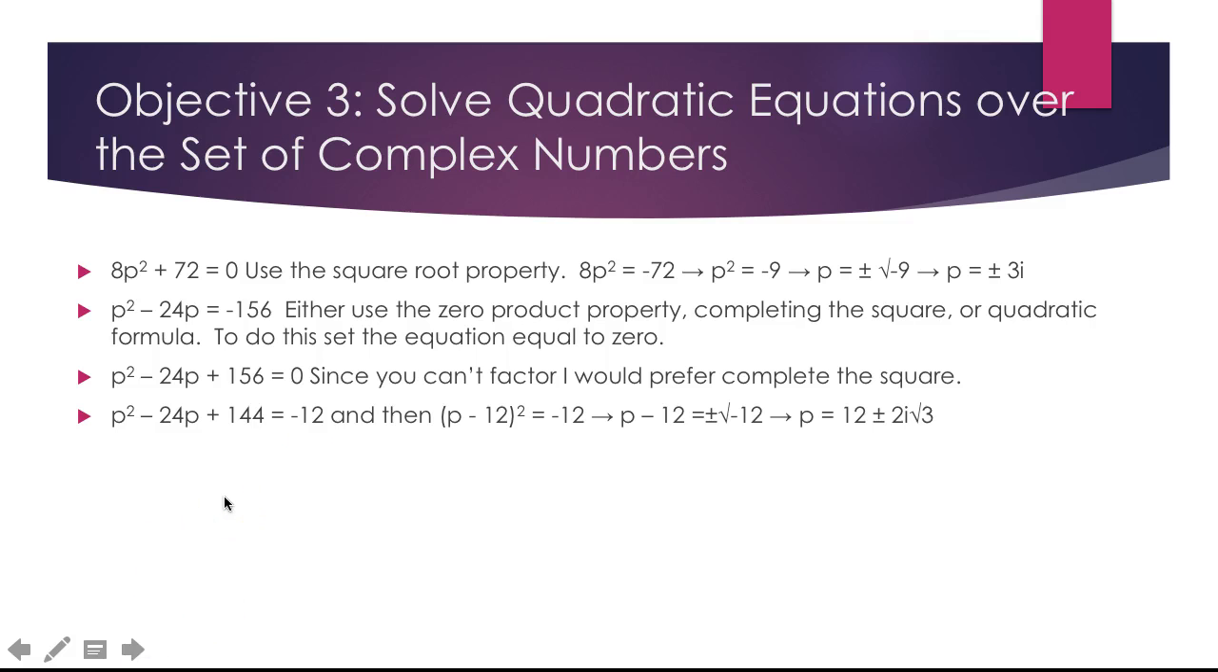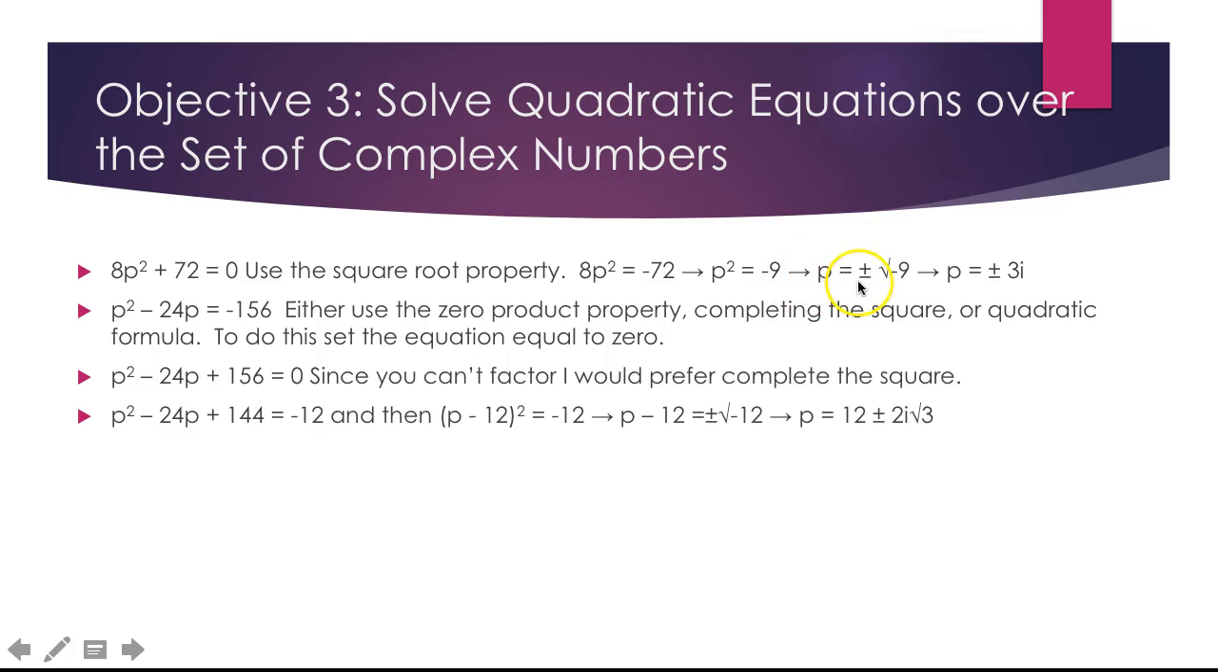Solve quadratic equations over the set of complex numbers. So you're going to use the same kind of properties we did in the last section to solve square roots, but now you're going to come up with i's in some of them and just regular answers in the others. So 8p squared plus 72 equals 0. If you're supposed to use the square root property, subtract the 72 over, divide by the 8, which is how you get p squared equals negative 9.